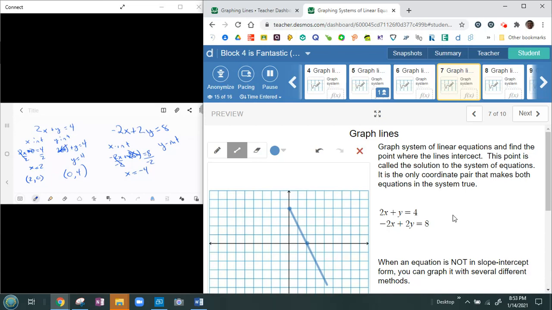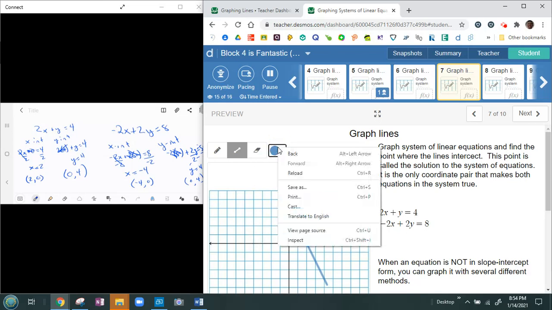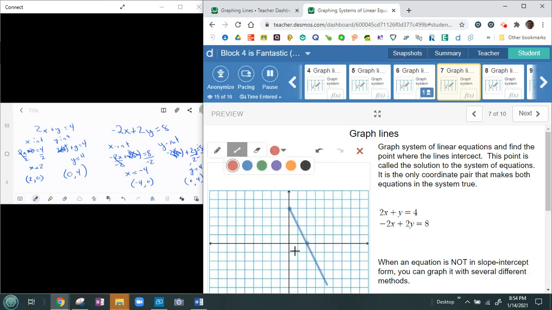For our y-intercept, we're going to plug in 0 for x. That basically cancels out, so we can divide by 2, so y equals 4. Our coordinate pairs would be negative 4, comma 0, and 0, comma 4. So let's plot those now. Negative 4, let's go to my red. Negative 4, comma 0, and 0, comma 4.